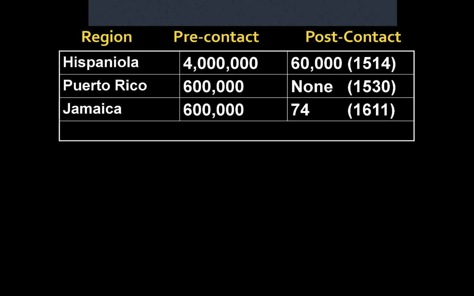Here's an example. On Hispaniola, before contact, there were almost 4 million Taino people. By 15 or 20 years later, there were only 60,000. That's how quickly that population was decimated. In Puerto Rico, 600,000 to none. Jamaica, 600,000 to maybe 74 with the census in 1611. And again, that was due to disease, warfare, and enslavement.